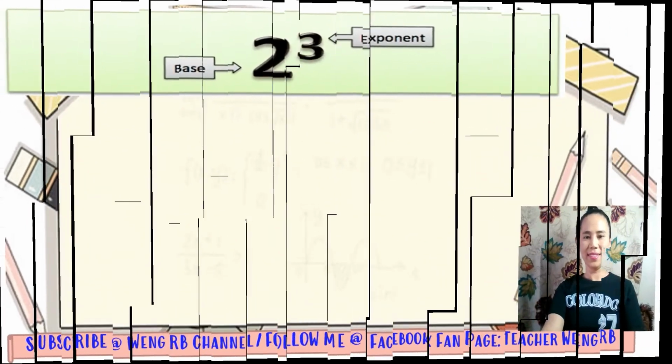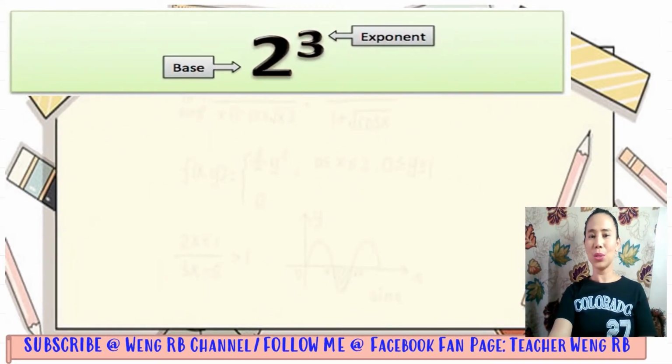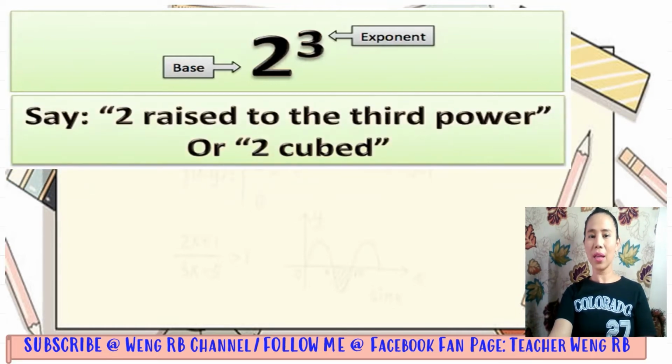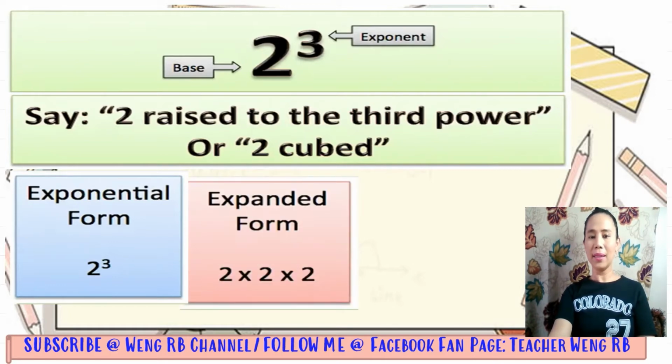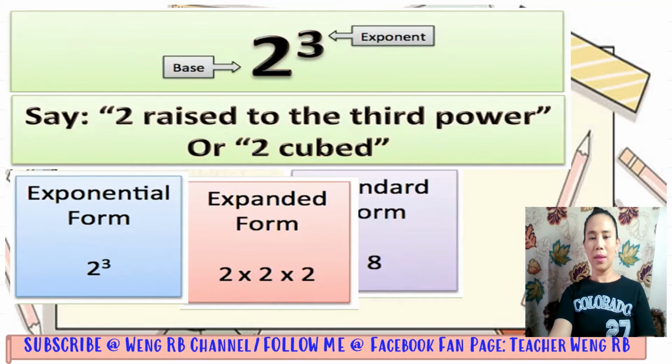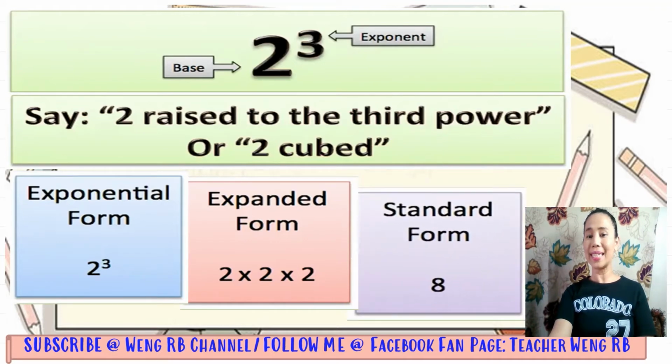Here's another example, 2 to the 3rd power. So remember, the base is 2 and the exponent is 3. We can also say 2 raised to the third power or 2 cubed. We can present this in exponential form, which is 2 to the third power, and also in expanded form, which is 2 times 2 times 2. And finally, our answer usually is in the standard form, which is 8. So if we multiply the base by itself 3 times, it will be 2 times 2 is 4, times 2 is 8. So we have the exponential form, expanded form, and the standard form, which usually is our answer.